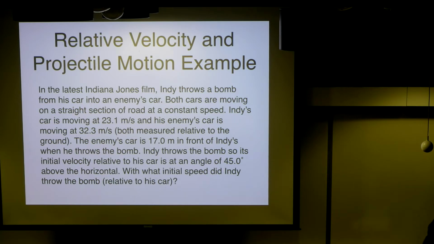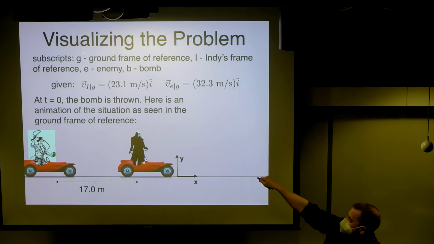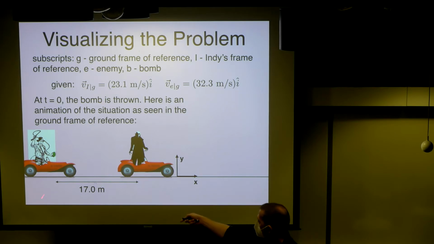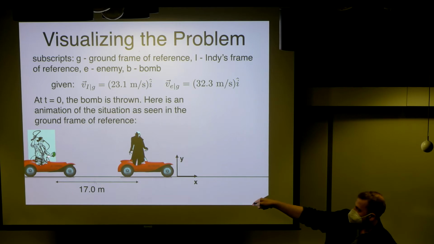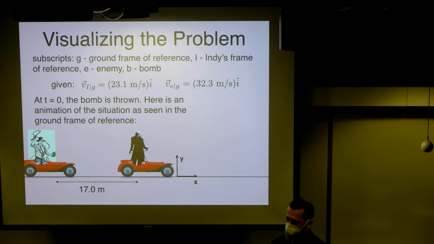So here's the situation. Let's draw a picture. First of all, I'm going to use these subscripts at various times in the problem, okay? So when you see G, that is the ground frame of reference. So like some velocity that a car has or the bomb has, that's going to be what we use to say it's relative to the ground. Okay, I, that's going to be Indy's frame of reference. So that's going to be a frame of reference moving with his car. And then E is the enemy, B is the bomb. Those are the two objects that we're keeping track of the motion of, okay?